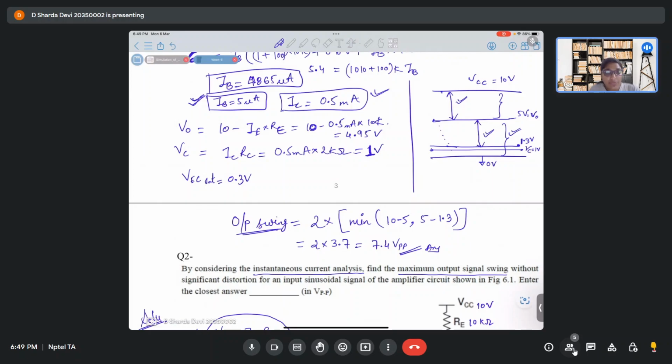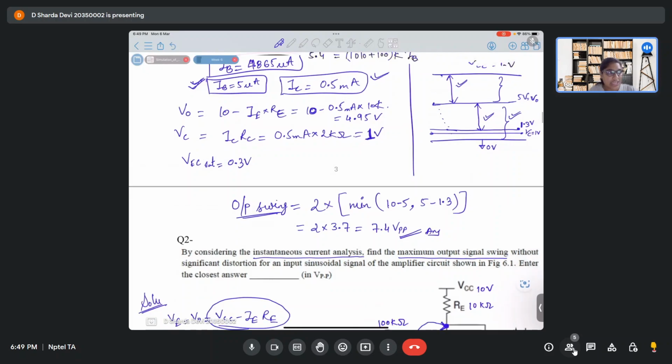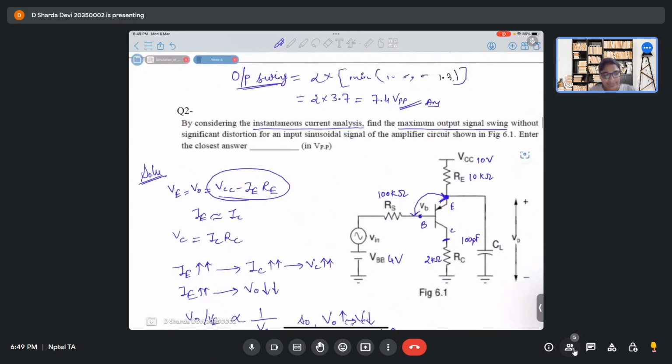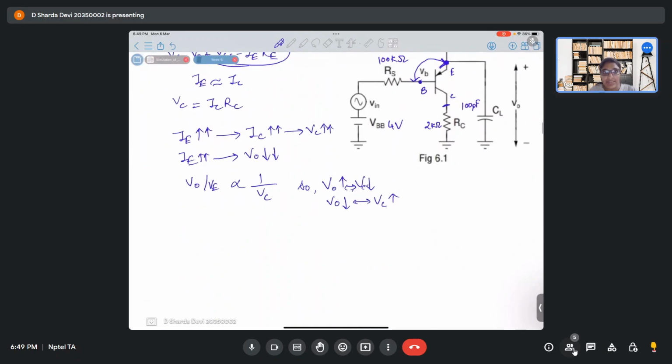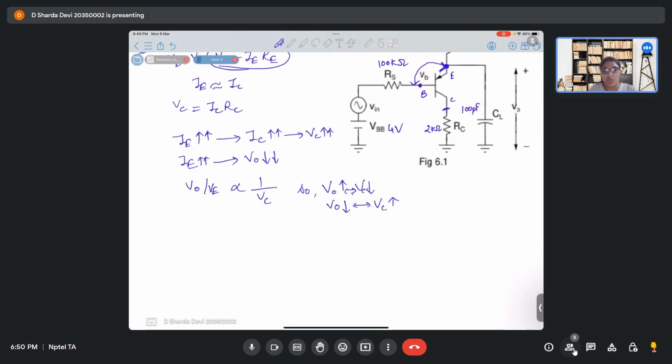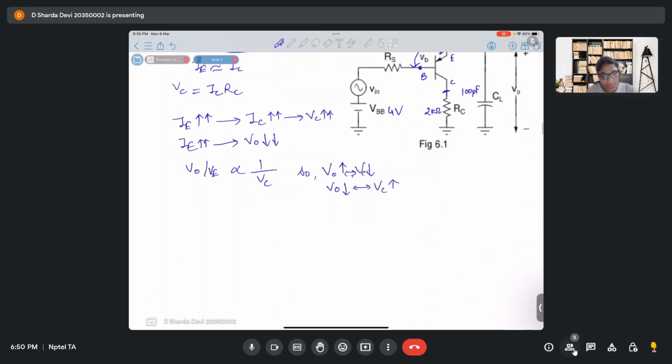So now what we need to understand is how much is the change that we are going to see in VC, and because of which how much our swing is going to change. That is the idea. Is this clear? Could you understand the discussion, what has actually changed from DC analysis to instantaneous analysis? Okay. So we know that VEC SAT is 0.3 volts, right?